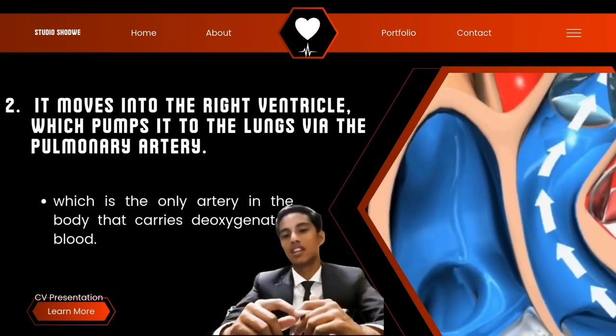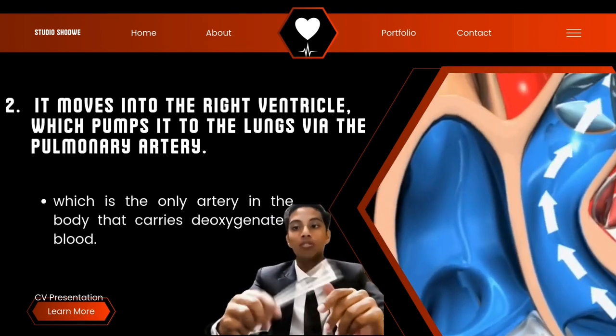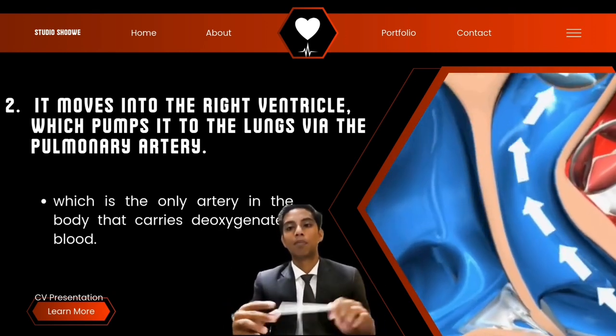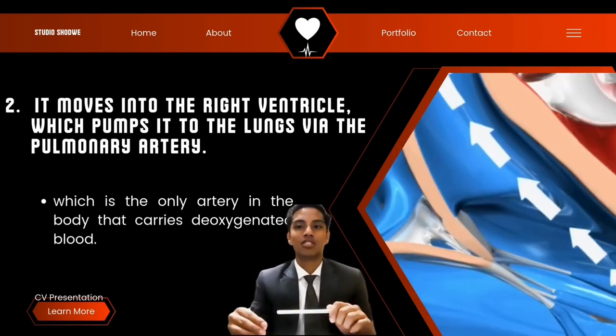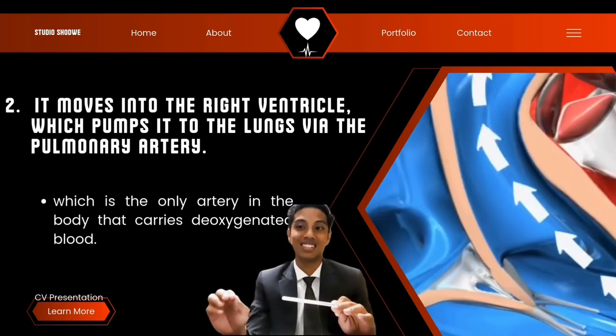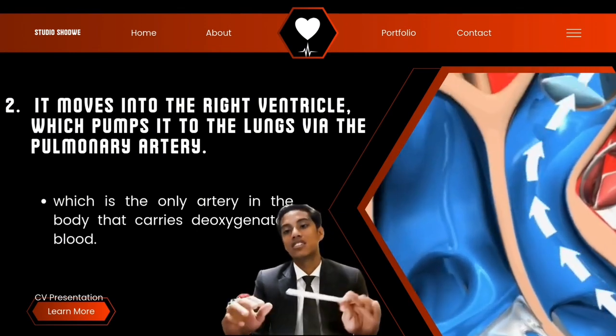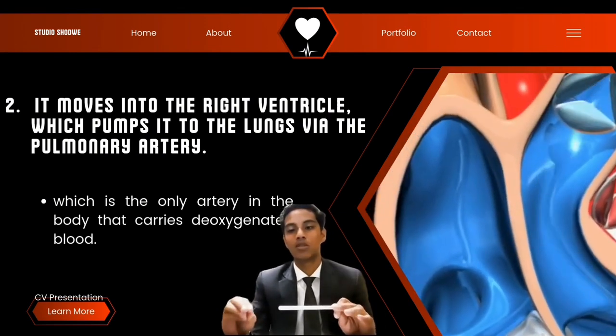Now the second step is, from the right atrium, the blood moves into the right ventricle. This chamber pumps the blood into the lungs through the pulmonary artery. Interestingly, this is the only artery in the body that carries deoxygenated blood. You can see the arrow, it shows where the blood moves.